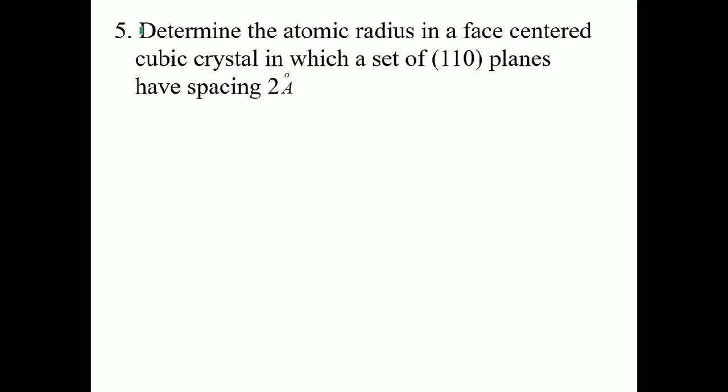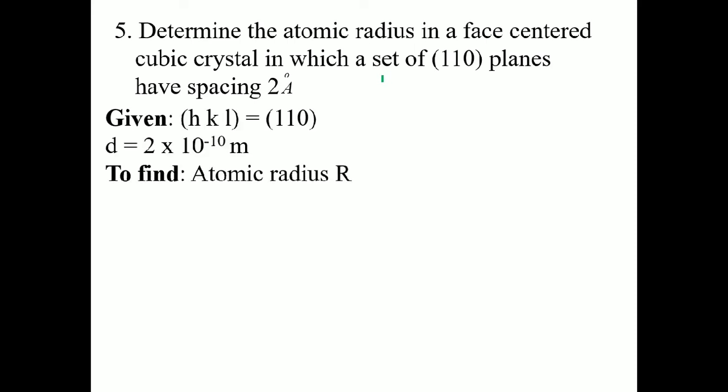In problem number 5, determine the atomic radius in a face-centered cubic crystal in which a set of 110 planes have spacing 2 angstrom. So what are the given values? HKL and d value. It is given having spacing 2 angstrom. It is a face-centered cubic crystal. Atomic radius is to be calculated.